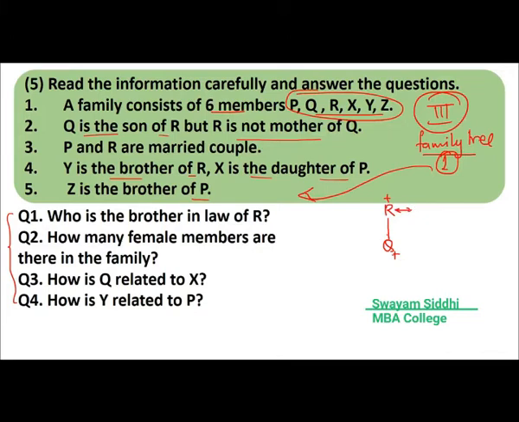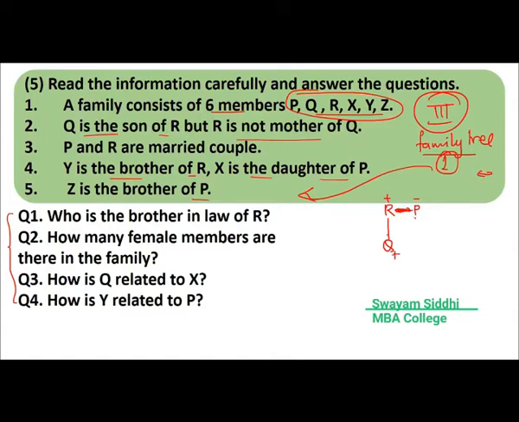Okay, now P and R are married couple. If P and R are married, R is the husband, so P will be the wife. Correct? P will be the mother of Q. So we'll have a dash over here. We use a dash for married couple, husband wife, and we use arrows for siblings, right? So we have a dash over here for R and P.